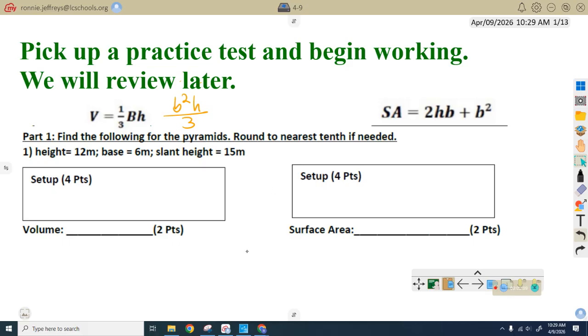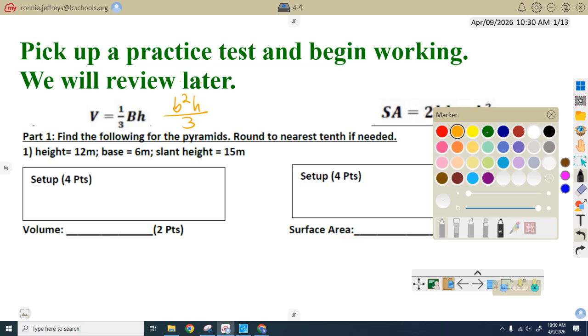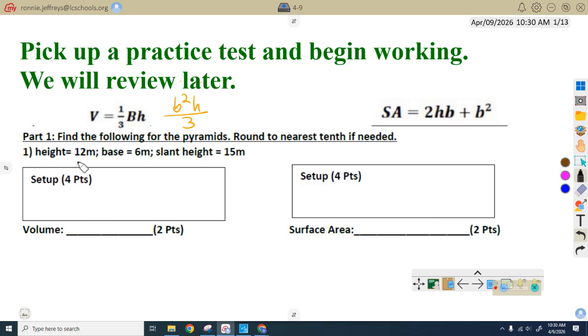So, if I were you, for my orange sheet, I would actually have the formulas and maybe an example. Shouldn't be that much, but also could be some calculator tips. All right, so let's see, 6 squared.